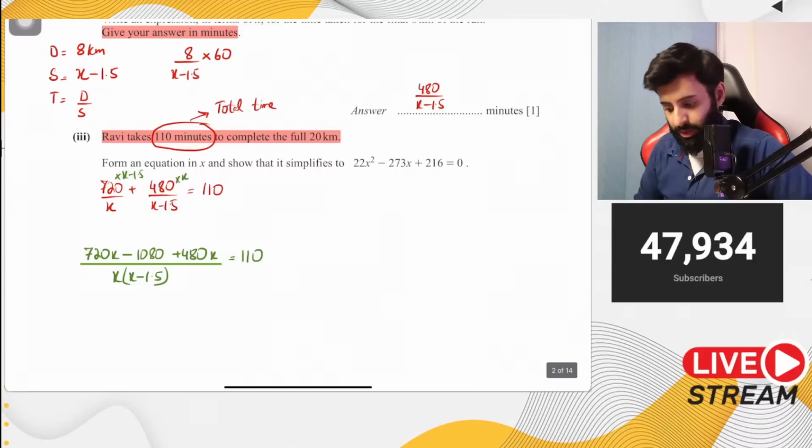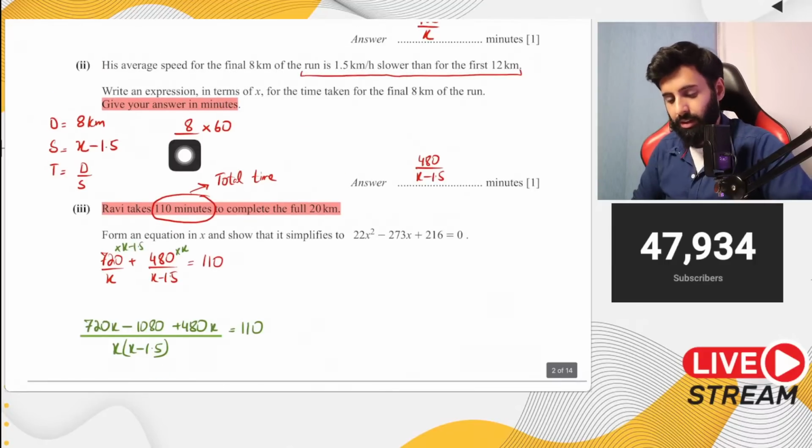How did I get 480? 480 I got by simply multiplying 8 and 60.